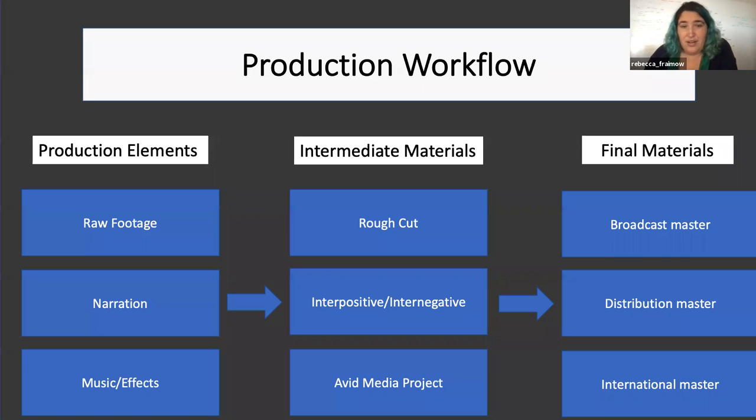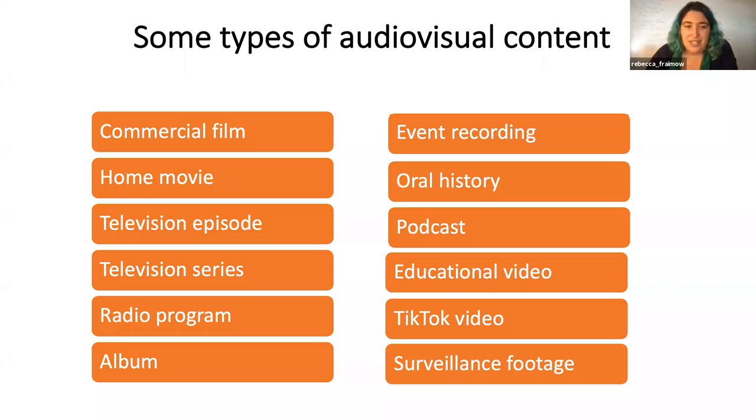Obviously, not all media goes through this kind of workflow. So if you think back to the slide on types of audiovisual content, some things that are probably going to go through this kind of workflow are commercial film, a television episode, obviously a television series also, maybe a radio program or an album. Something that might not go through this kind of workflow might be a home movie, an event recording, an oral history, a podcast, a TikTok video, or a piece of surveillance footage, where mostly, the element that you have is the element that you have. These things are more likely to be unique and thus are at greater risk and maybe a higher priority for preservation.